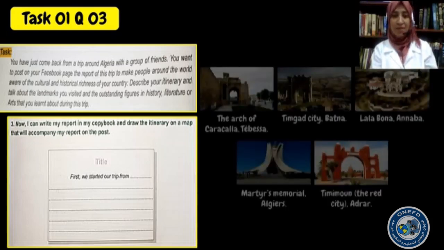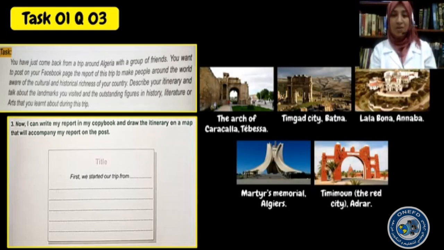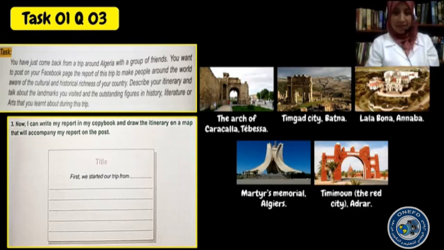So here we have some landmarks in Algeria that you can follow. We have first the Arc of Caracalla, Tébessa, Timgad City, Batna, La Laguna, Annaba, Martyrs Memorial, Algiers, and Timimoun the Red City, Adrar. You can follow the itinerary by following these landmarks, or you can write your own itinerary using other many landmarks in Algeria. So please now stop the video, take your time in writing your itinerary about your trip, and then come back to see the example.